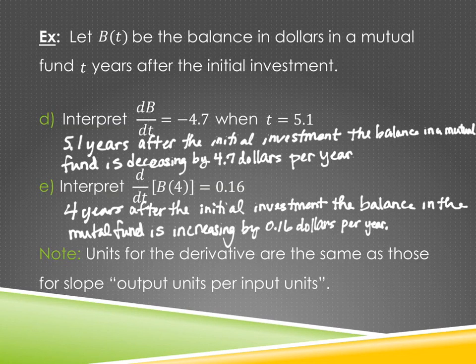And I've used this phrase, but I wanted it in black and white on your paper. Units for the derivative are the same as the rate of change for slope. Output units per input units. It's always output per input.